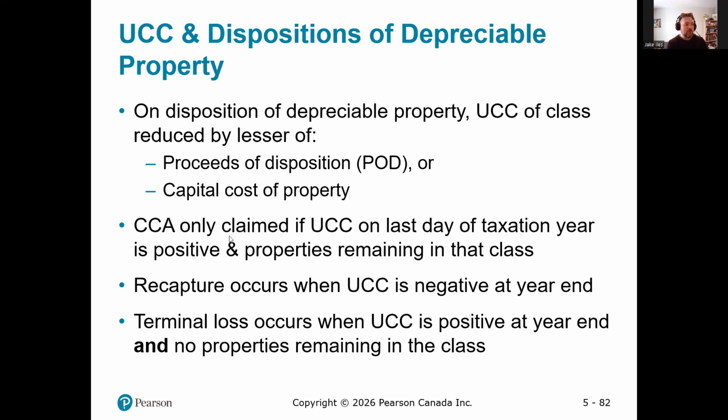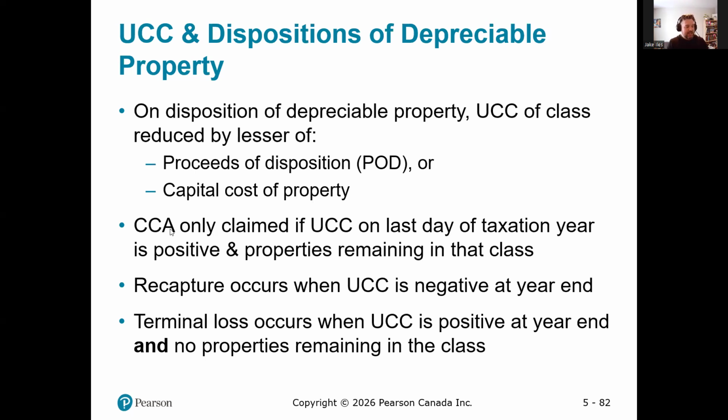Now, CCA is only claimed if the UCC on the last day of the tax year is positive and properties remain in that class. Because CCA usually has specific rates, for example, class 10 has 30%, if after our dispositions UCC gets to $0, 30% of $0 is 0. So once UCC reaches 0, we don't commonly do the CCA calculation only because we know it's going to amount to nothing.